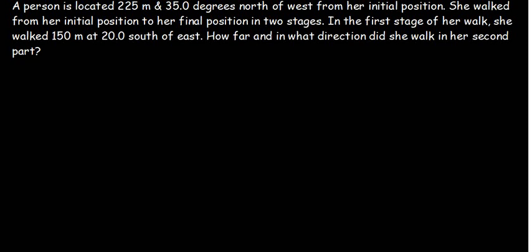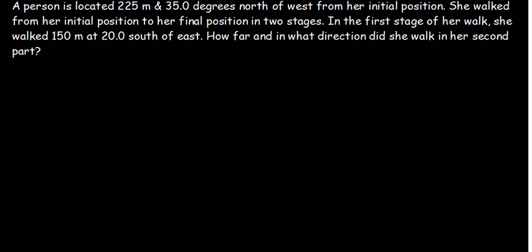A person is located 225 meters and 35 degrees north of west from her initial position. She walked from her initial position to her final position in two stages. In the first stage of her walk, she walked 150 meters at 20 degrees south of east. How far and in what direction did she walk in her second walk?